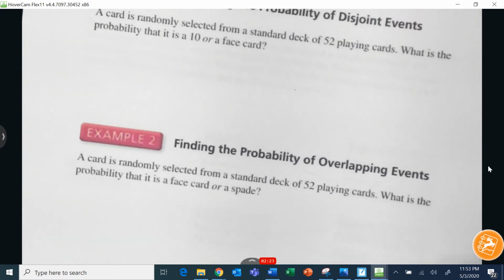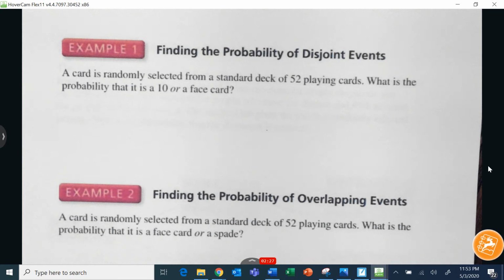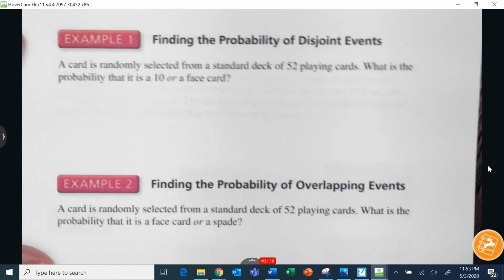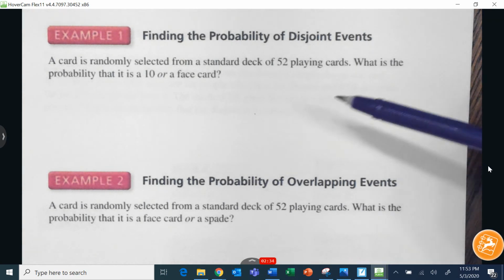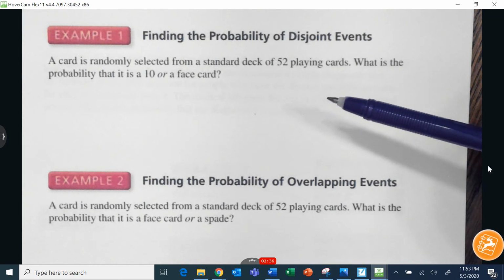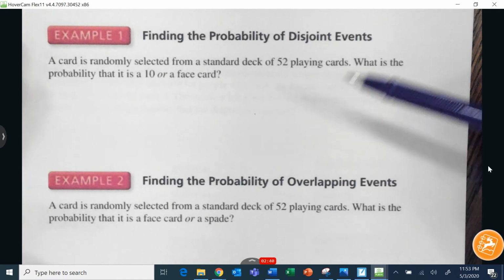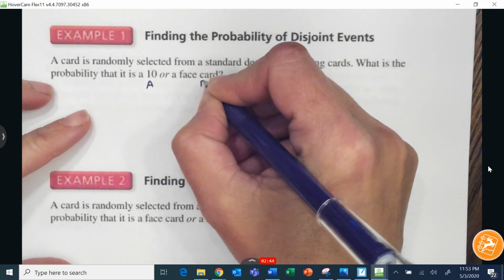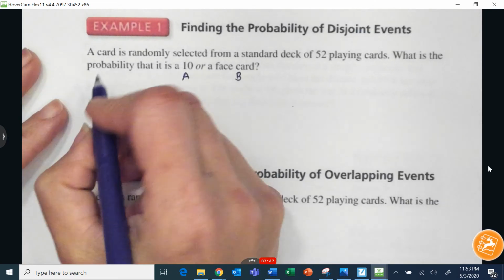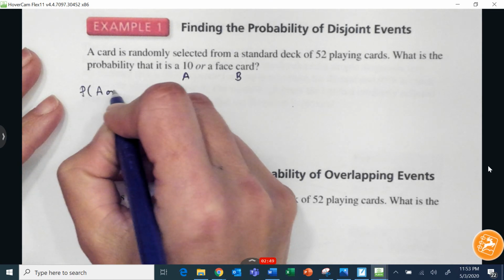All right, example 1 says, find the probability of disjoint events. A card is randomly selected from a standard deck of 52 playing cards. What is the probability that it is a 10 or that we have a face card? So this is going to be my A event, and this is going to be my B event. And we want to find the probability of A or B. That's what we're trying to find.